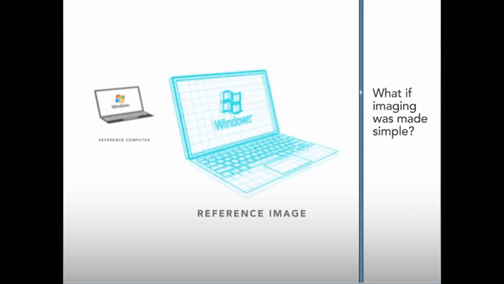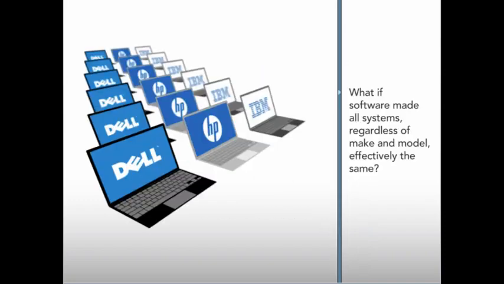Even though imaging has been around for over 20 years, the art of establishing a manageable, single, standardized OS image build has historically proven to be complicated to implement, tedious to manage, and typically results in hit-and-miss deployment success. Conceptually, the image standardization idea sounds simple. Establish a Windows standardized image, deploy it to all existing systems, making all desktops and laptops identical. Simple concept, but very difficult to achieve. But what if software made all systems, regardless of the make and model, effectively the same?